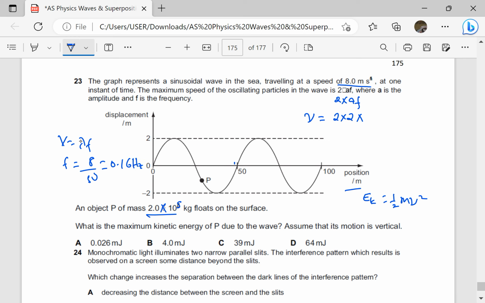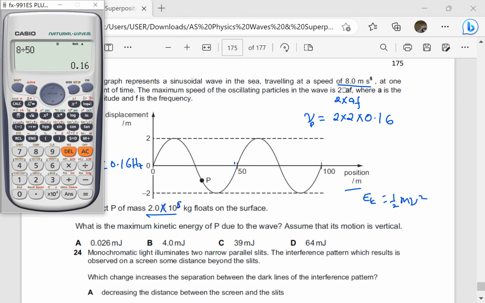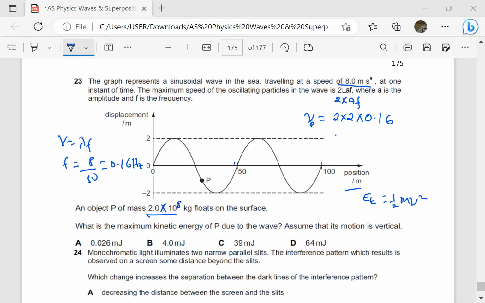If the wavelength is 50 and the speed is 80 meters per second, then the frequency of the wave is 0.16 hertz. The maximum speed of the oscillating particles in the wave is given by that. So the speed of the particle is going to be 2 times the frequency, which is 0.16, so 0.16 times 4, that is 0.64. So this is 0.64 meters per second. That's the speed of the particle.